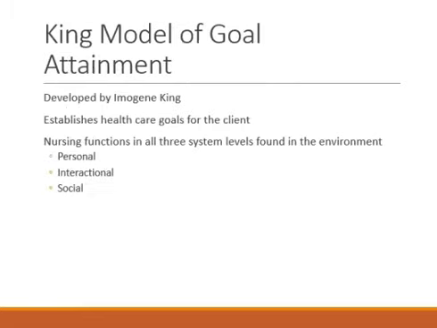All right, so next we're going to talk about the King model of goal attainment. So the King model was developed by Imogene King, and it establishes healthcare goals for the client. So nursing functions in all three system levels are found in this environment: personal, interactional, and social. So essentially, this is the practice of establishing healthcare goals for clients and then directing client care to meet the goals.